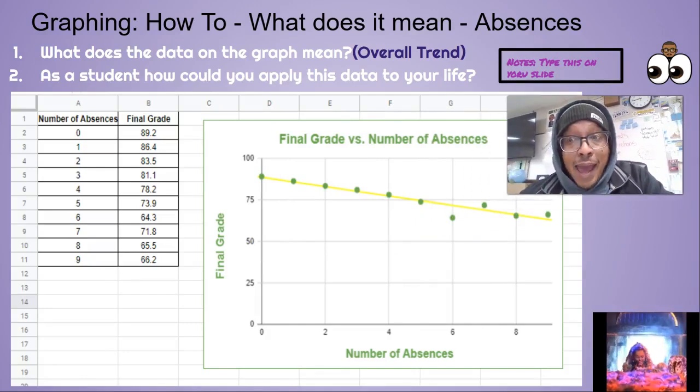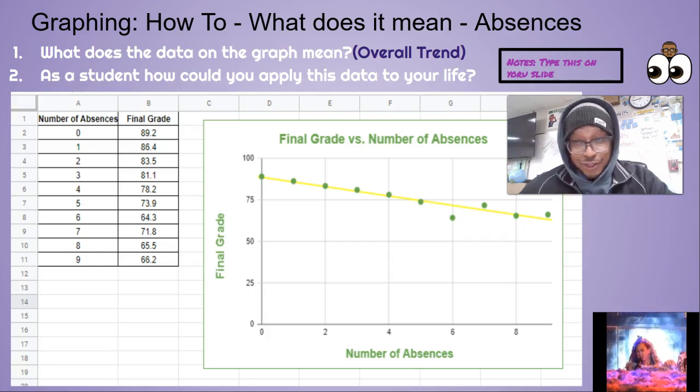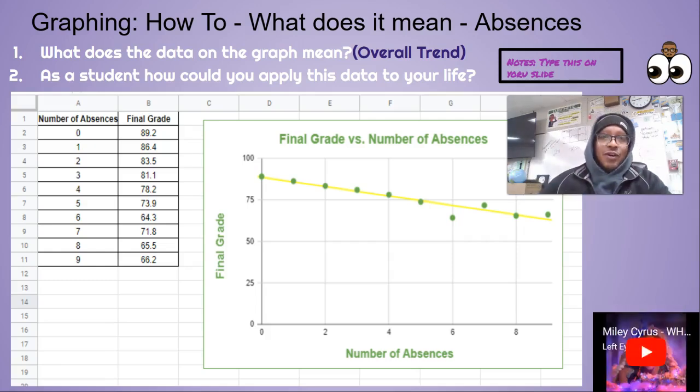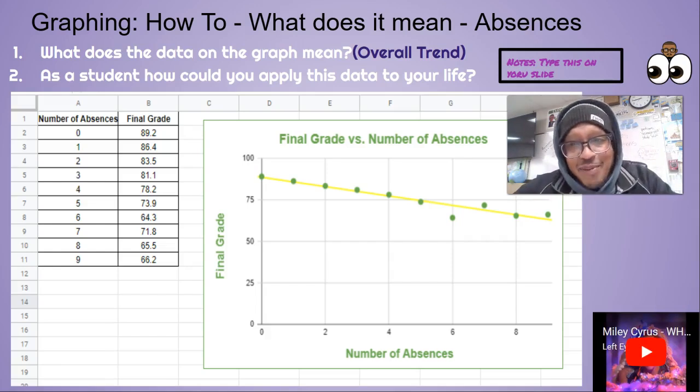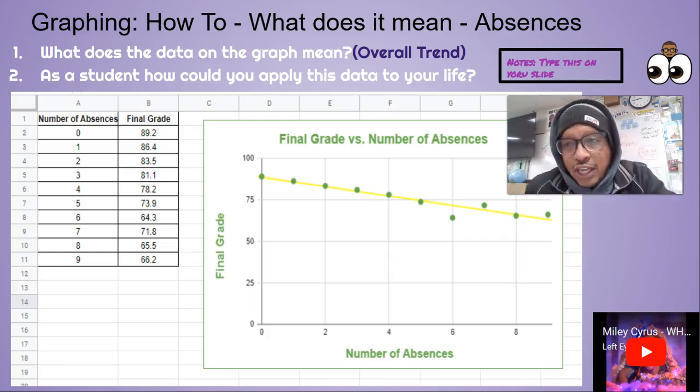What does it mean? Oh, the dream. Okay, so grab what does it mean absences? Here we go. So you guys see the questions, you guys see what to do. So as a student, how could you apply this to your life? I think we went through this in yesterday's video, so we're not going to walk through this today, but there's a couple classes that we're still here.